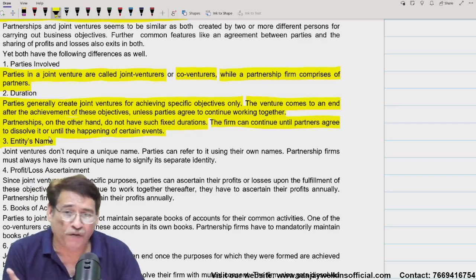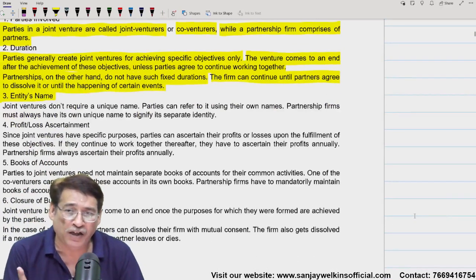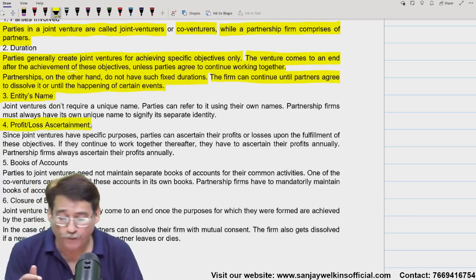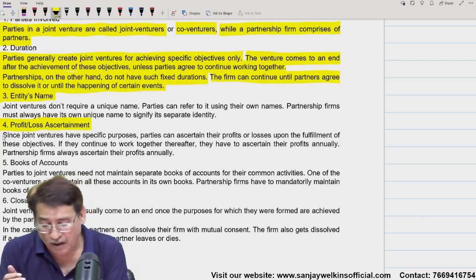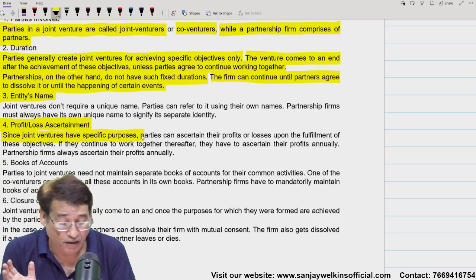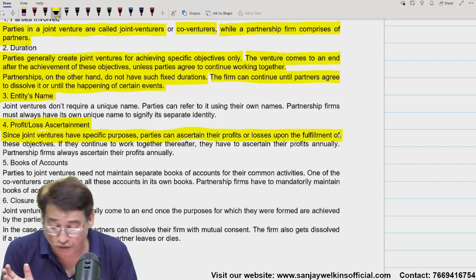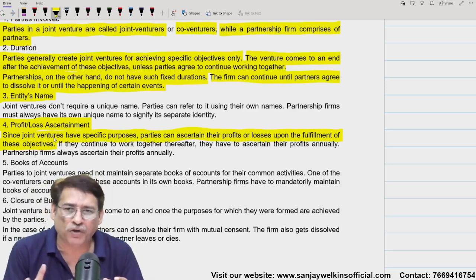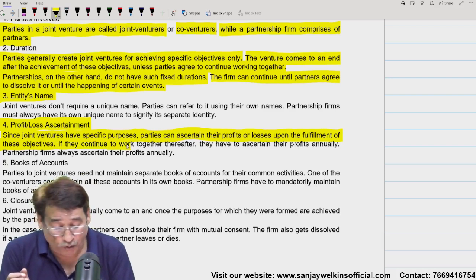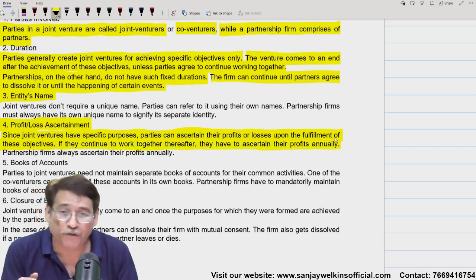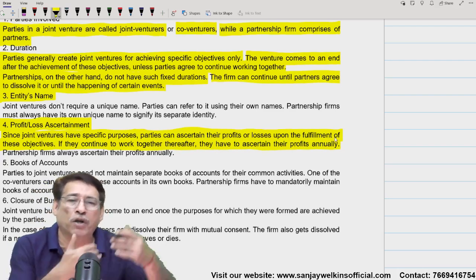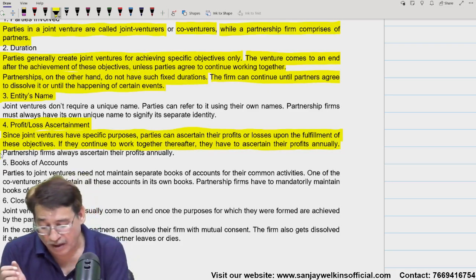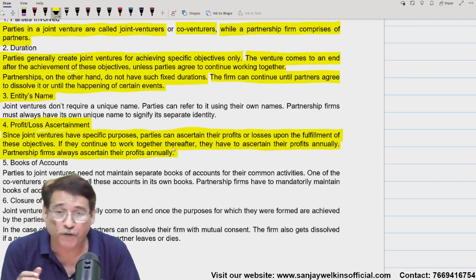Entity's name. In case of a firm, definitely there is a name of the entity, but in case of joint venture, there is no need for any name. Profit or loss ascertainment. Since a joint venture has a specific purpose, parties can ascertain their profits or losses upon the fulfillment of these objectives. That means once the task is completed, they can easily find out their profit or loss. If they continue to work together thereafter, they will have to ascertain their profits annually. But in partnership, we know that profits are computed annually.